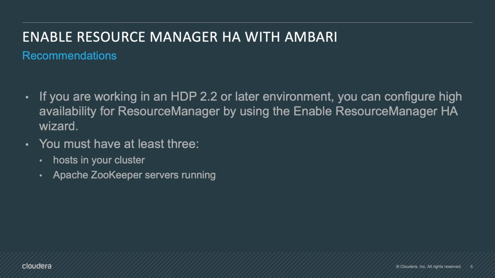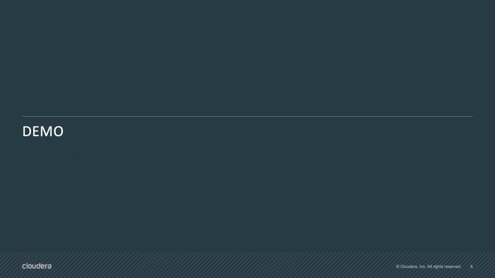If you are working in an HDP 2.2 or later environment, you can configure high availability for Resource Manager by using the Enable Resource Manager HA wizard. You must have at least 3 hosts in your cluster and 3 Apache Zookeeper servers running. And now we go to the demo.